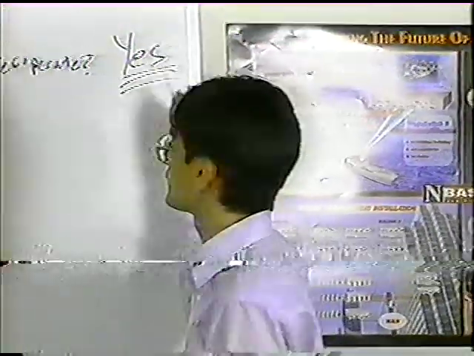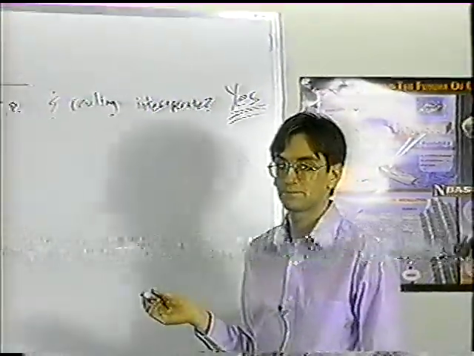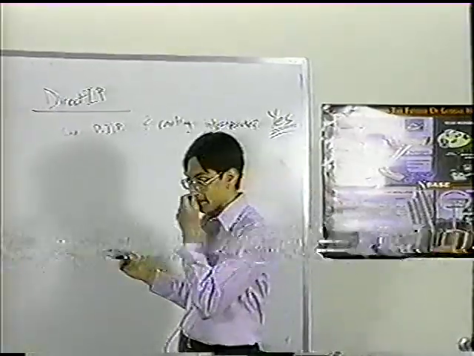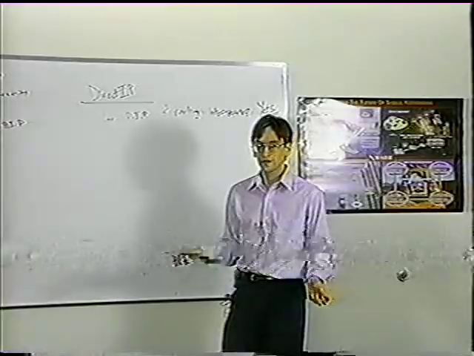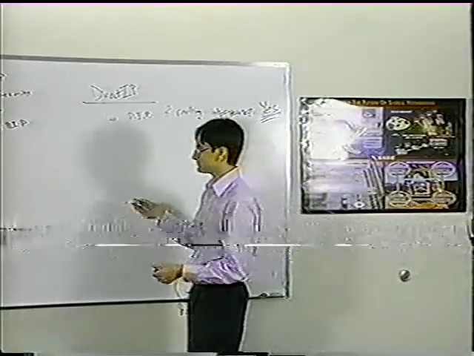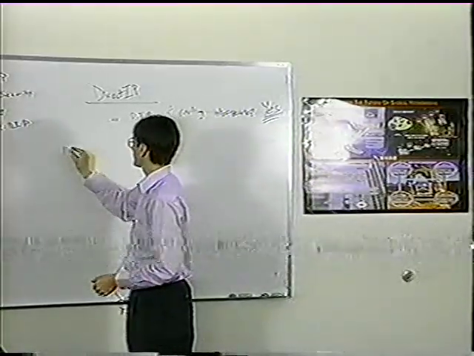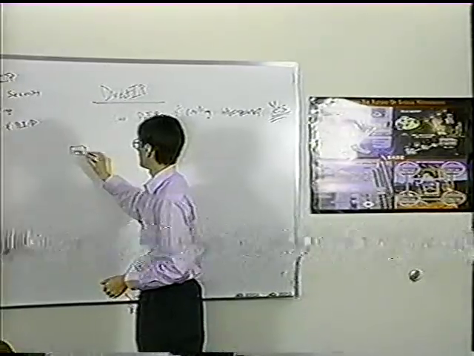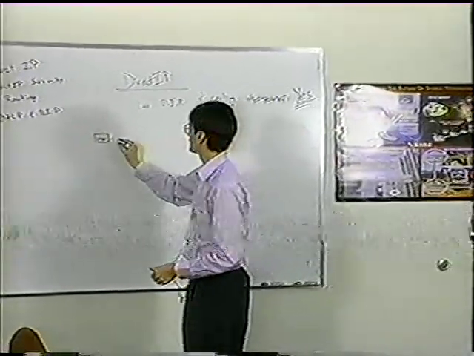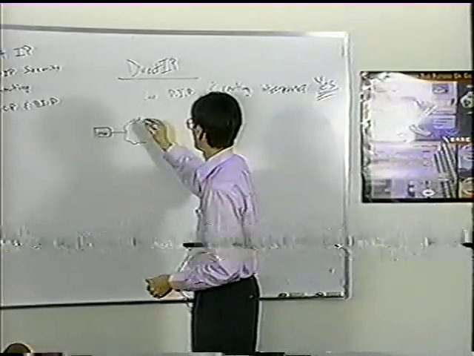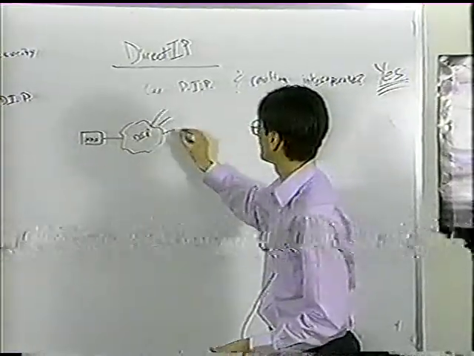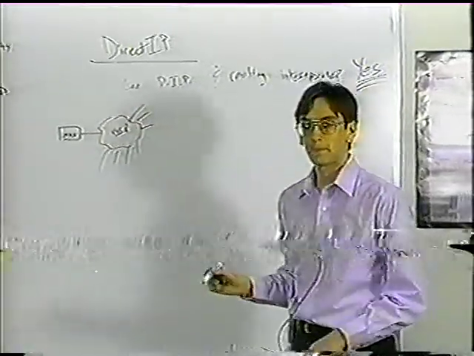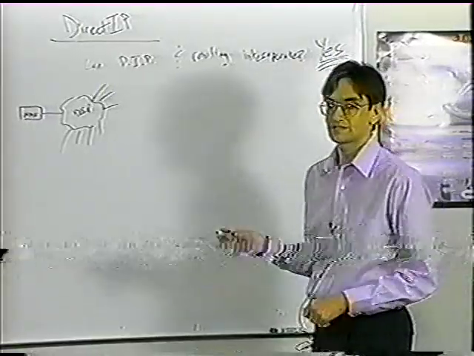Okay? The answer is yes. Absolutely. Now, there are several places on the network where you might find a router. Let me give one simple example. Let us say that I have a WAN router connected to a direct IP network. This is one example.